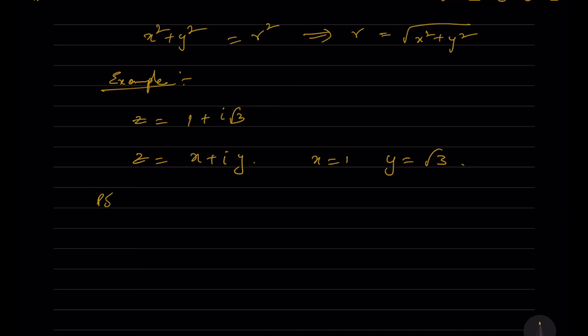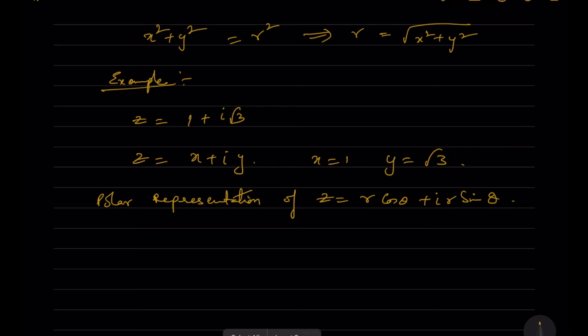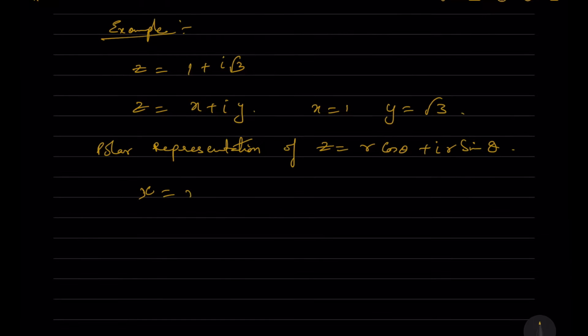So now the polar representation of z is equal to r cos theta plus i r sin theta. Therefore, you know that x is equal to r cos theta, y is equal to r sin theta. So you know what x and y are. So 1 is equal to r cos theta and root 3 is equal to r sin theta. Now we have to first find out what r is.